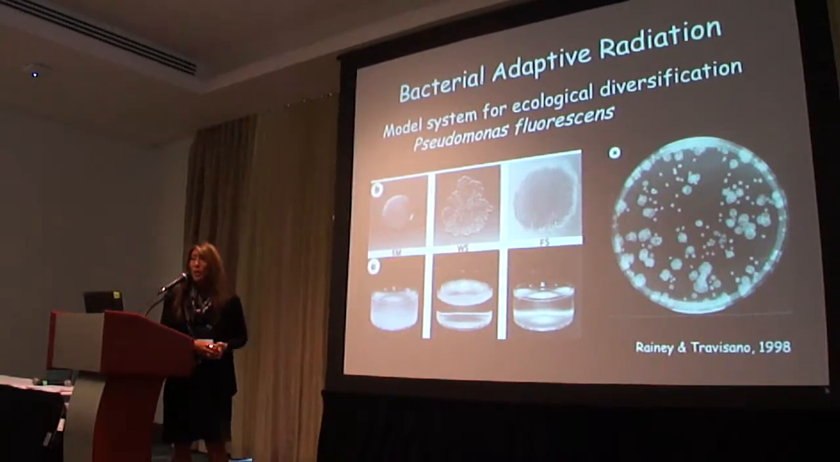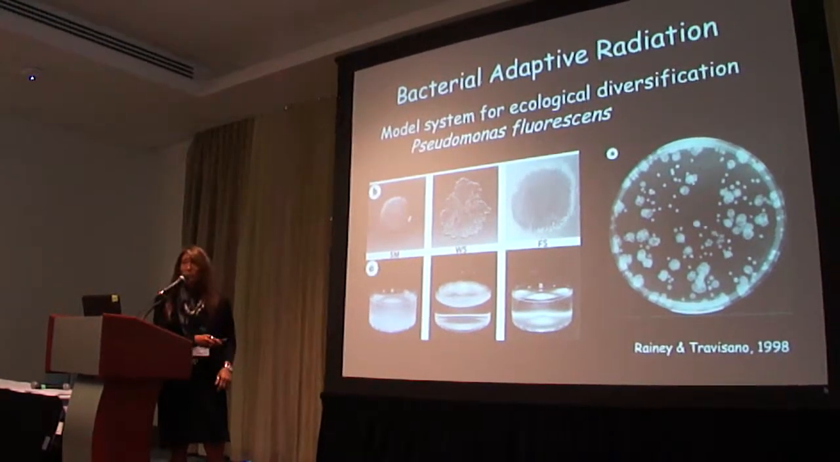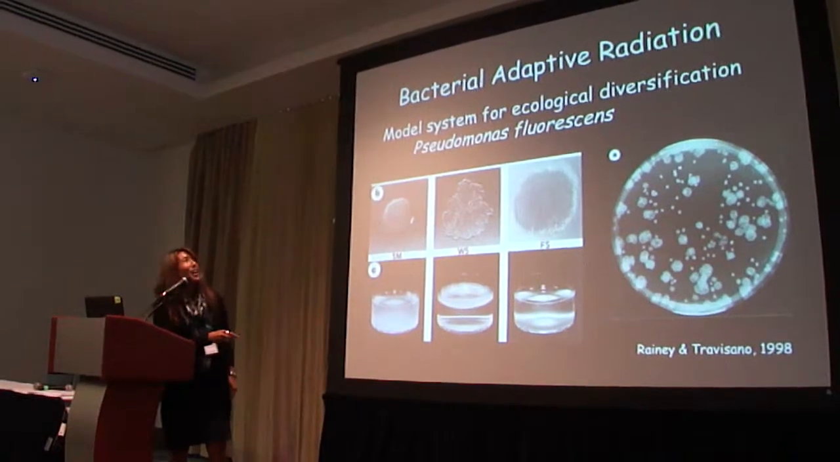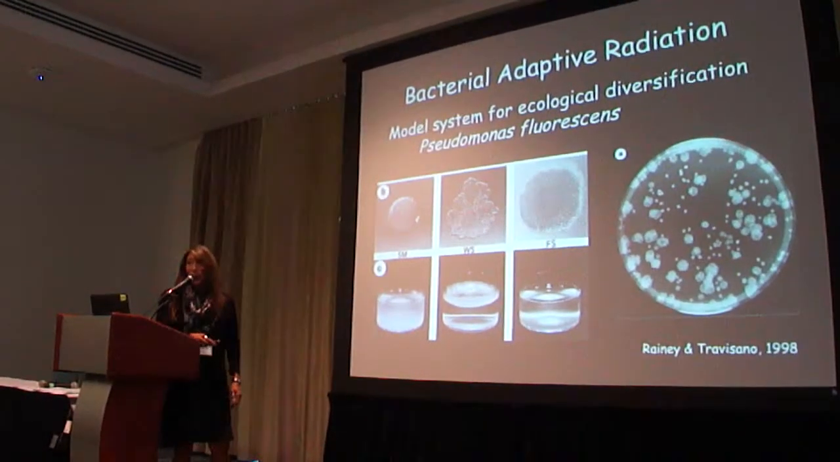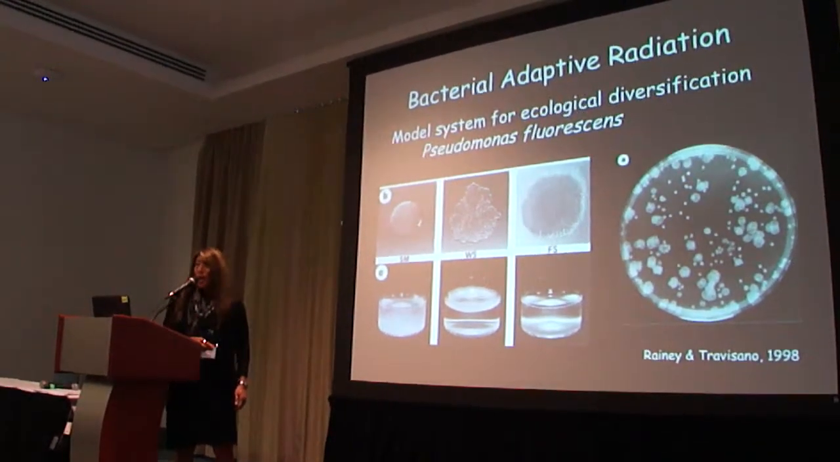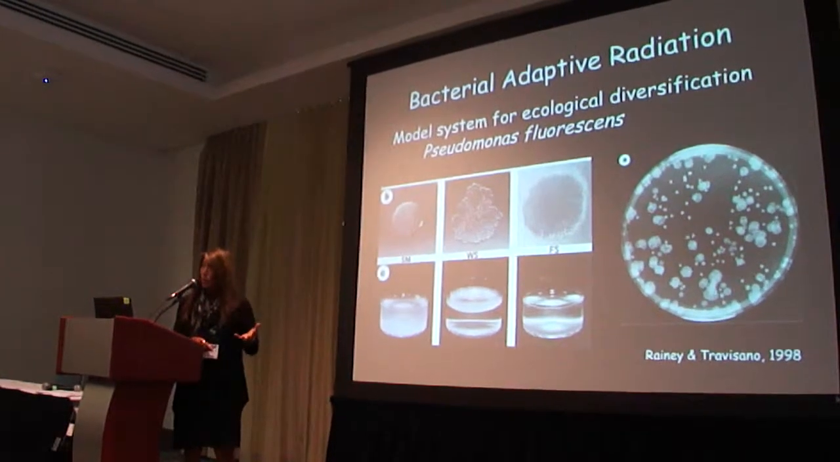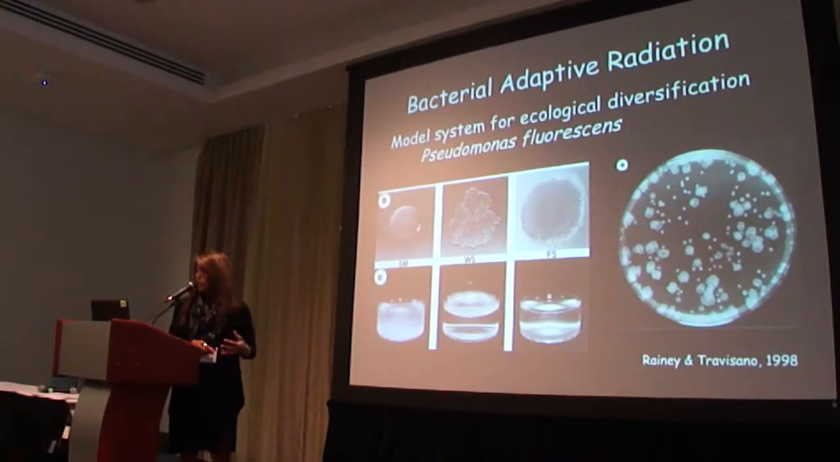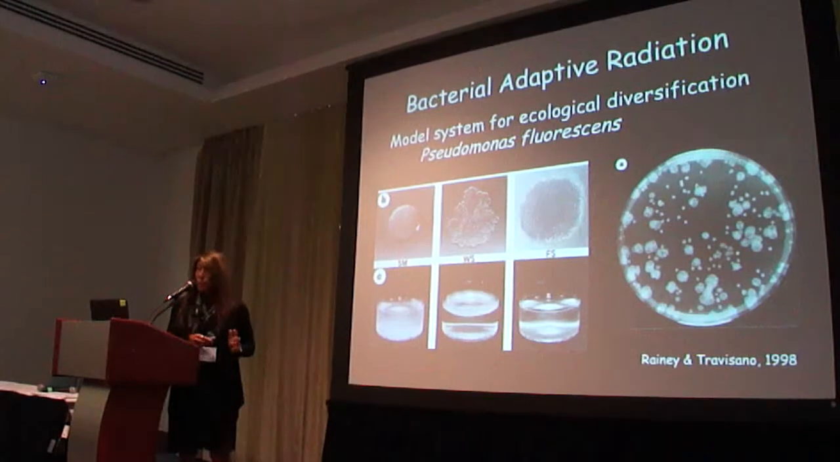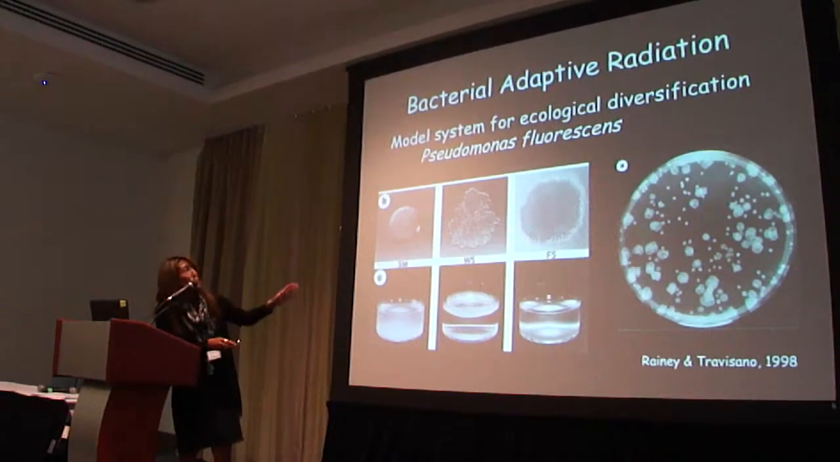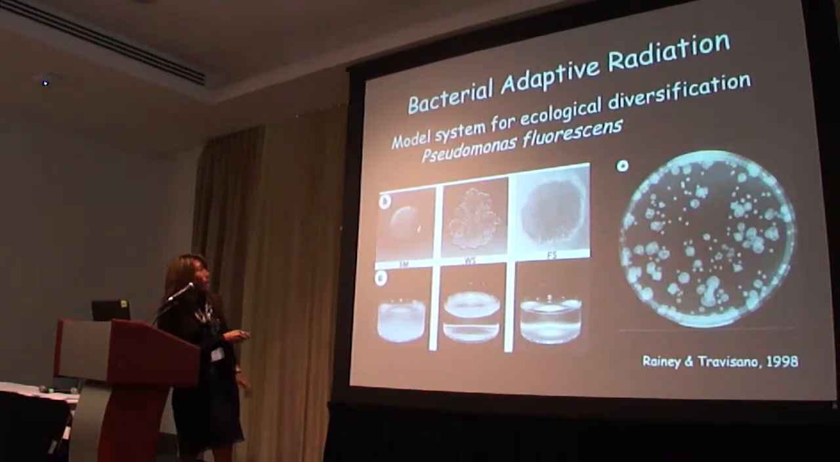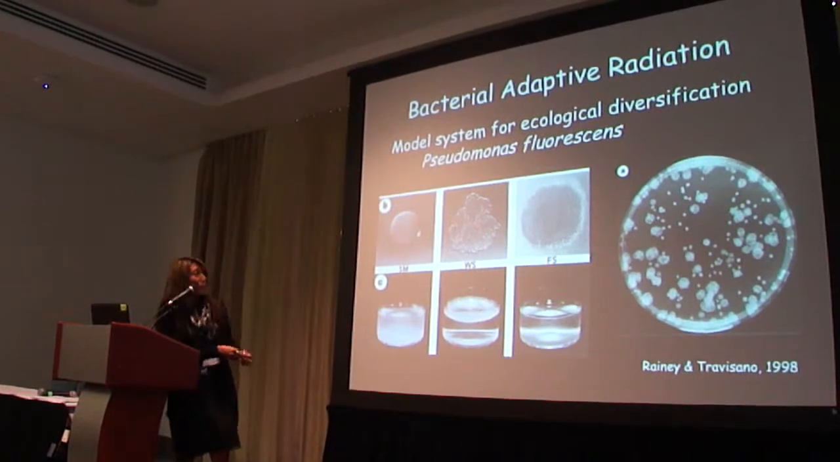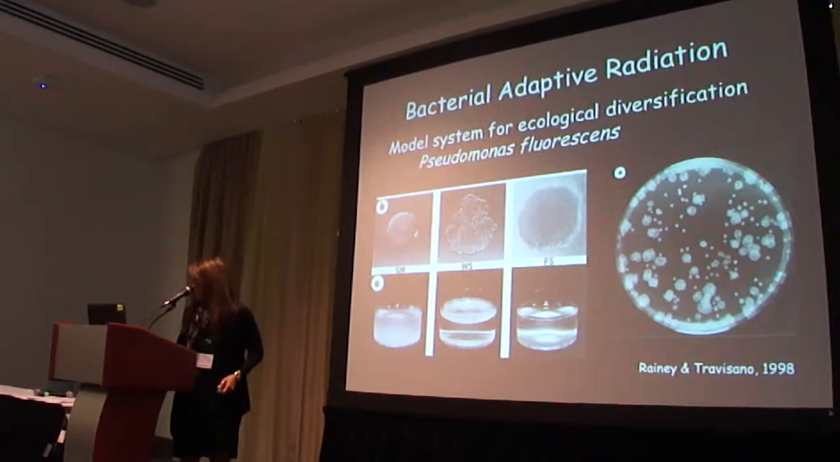Work was initially done by Mike and Paul Rainey way back 16 years ago, looking at bacterial adaptive radiation in Pseudomonas fluorescens, and they found that upon growing a single clone, it eventually adapts into 3 different phenotypes. This was a smooth morph originally, shown here, and then a wrinkly spreader, and then a fuzzy spreader.